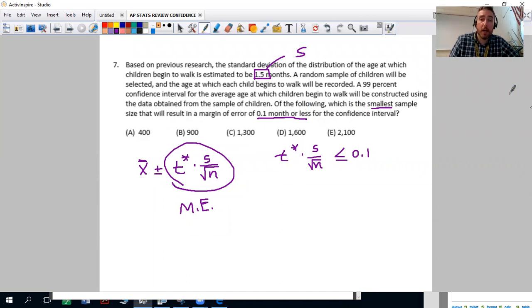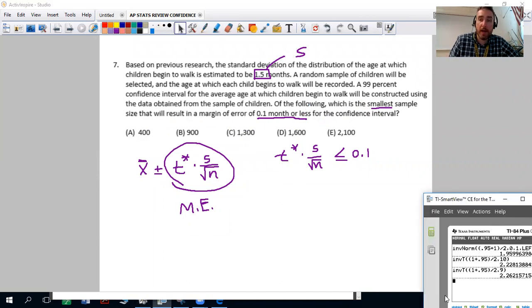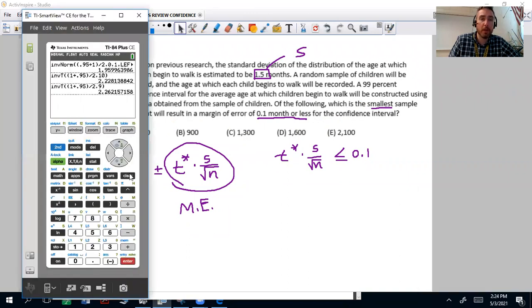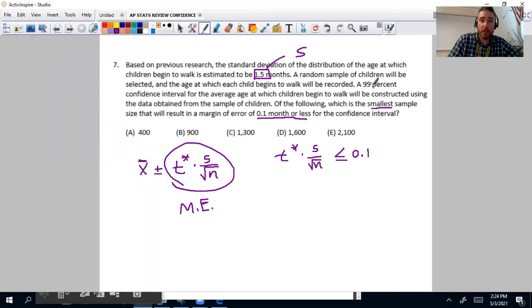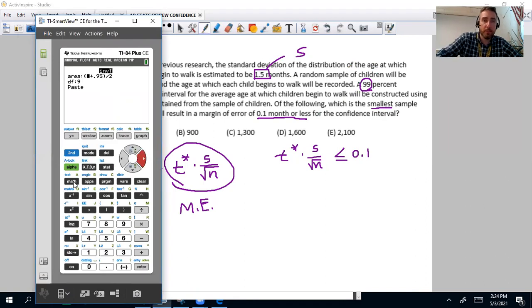So you have to test it out. You don't need to solve this by hand. In fact, I would encourage you to do the following. Let's first go and get our inverse t. We want this to be what percent? 99%. This is a 99% confidence interval, so we're going to use 0.99. Make sure we divide that by 2. And your degree of freedom is always 1 less.